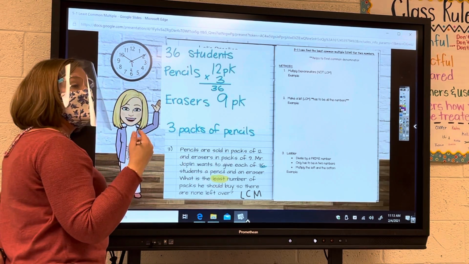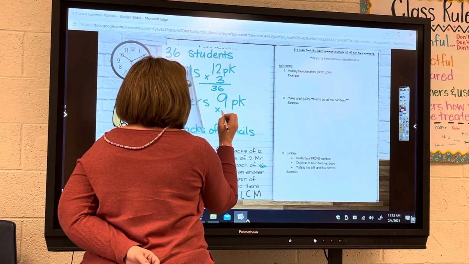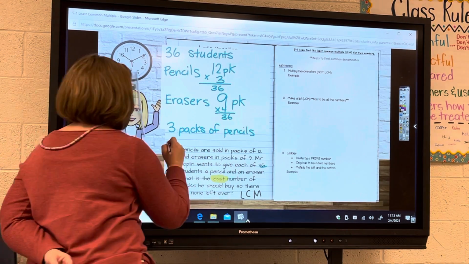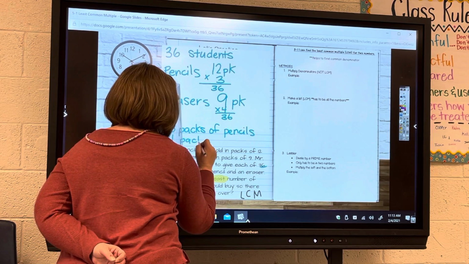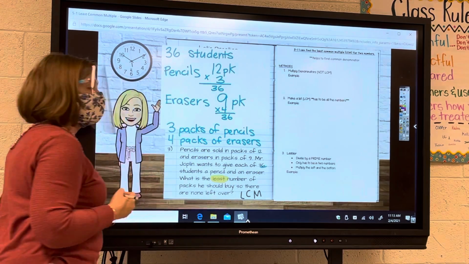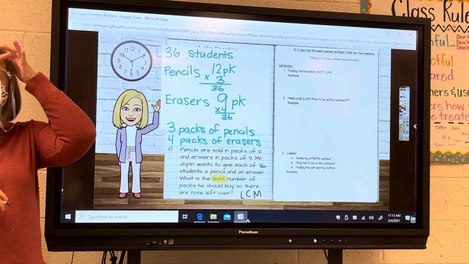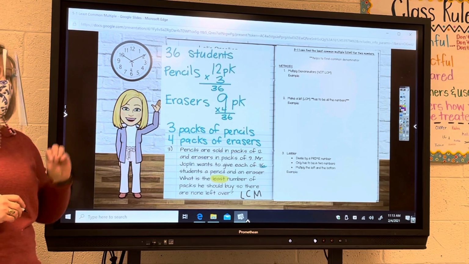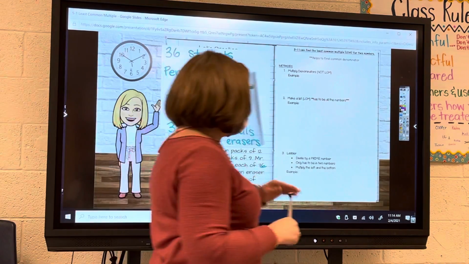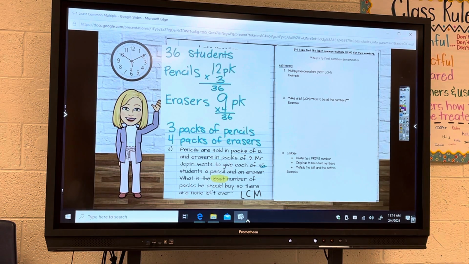All right, erasers. 9, can I multiply by something to get 36? Yes. By what? 4. So how many packs of erasers does he need? 4. Now, is that something that legitimately could happen in real life? Yes. That is legitimately something that could happen. Okay? Now, on the exit ticket for today, there are some that just ask you for the number, and then there is a word problem. Okay?